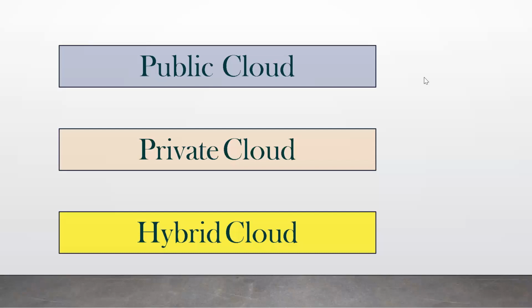Now, let's explain what is hybrid cloud. Hybrid cloud is a combination of on-premise infrastructure or private cloud with public cloud services.